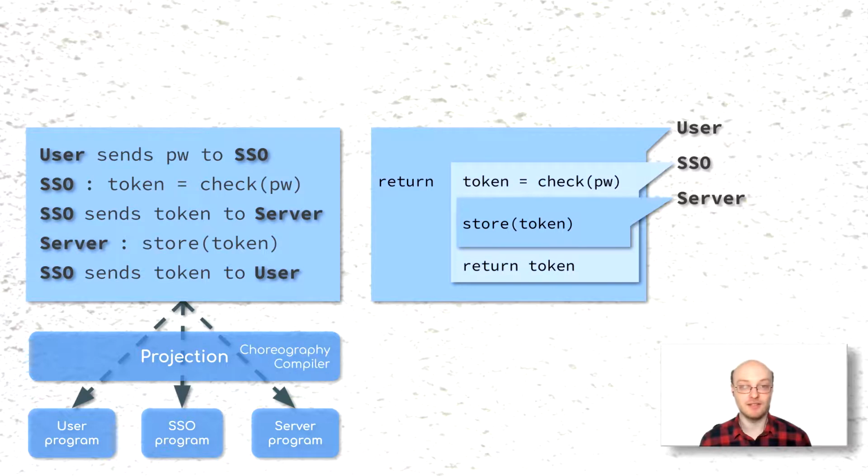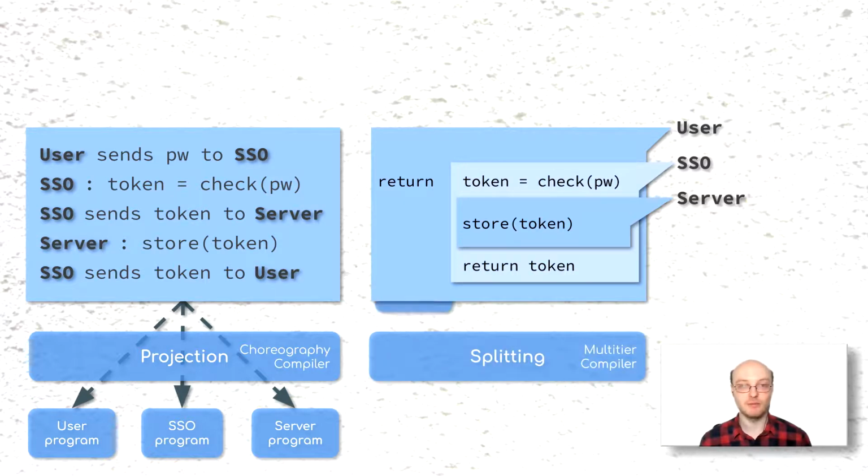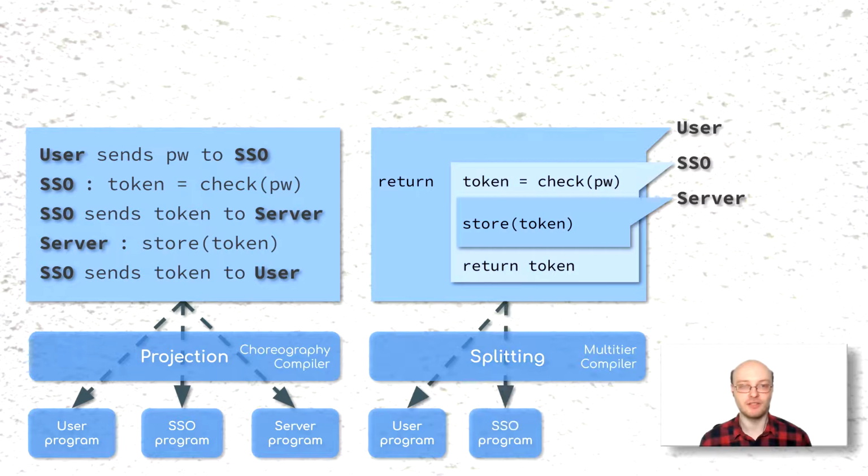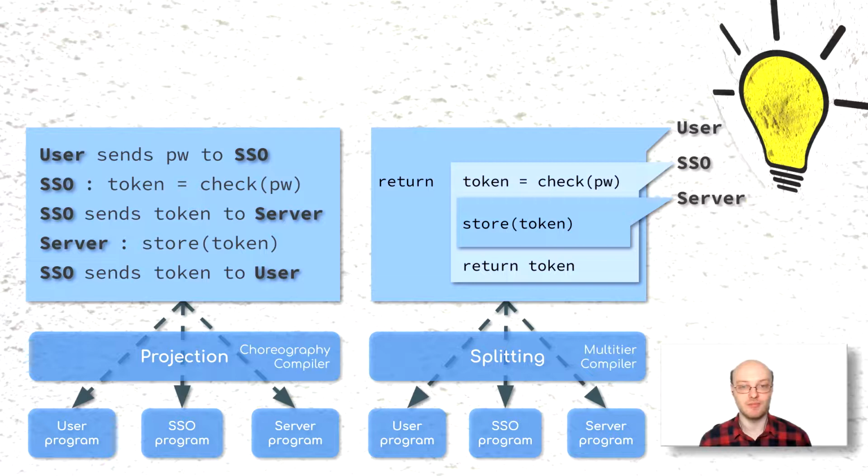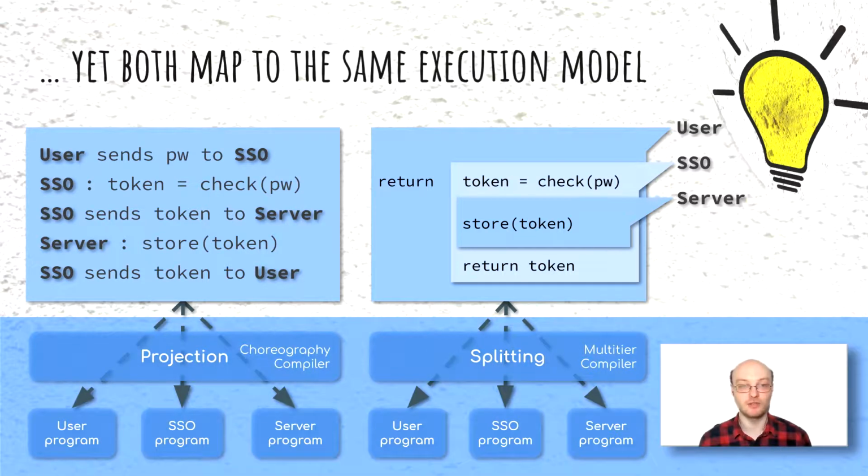Similarly, from a single multi-tier multi-party program, one local program is generated per party by the multi-tier compiler. One for the user peer, one for the SSO peer, and one for the server peer. These local programs can then be run in parallel and will exchange messages to perform the protocols specified by the original multi-party program. Thus, we can see that multi-party programs can be described from an objective viewpoint with choreographies and from multiple nested subjective viewpoints with multi-tier, yet both map to the same execution model.